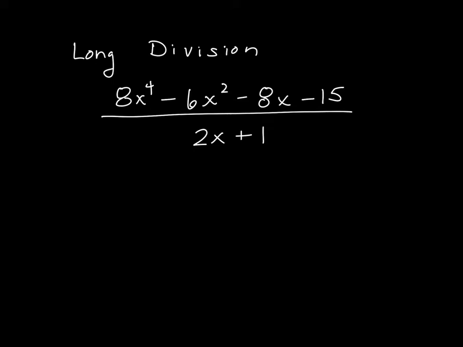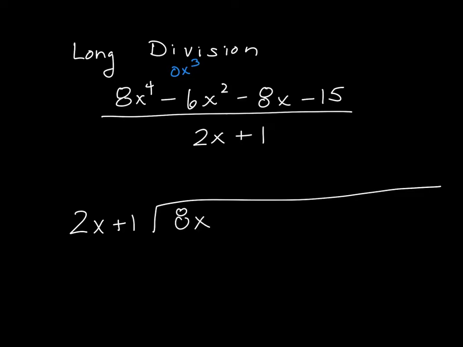Now, one of the things to know with this numerator, this goes as 8x to the fourth. It skips. There's a missing term here. There is a missing 0x to the third. So when I'm setting this up with long division, it's going to be 2x plus 1, and I'm going to go ahead and make a placeholder for myself as 8x to the fourth plus 0x to the third minus 6x squared minus 8x minus 15. Now, if for any reason you were doing synthetic division, you would still need this 0 as a placeholder.